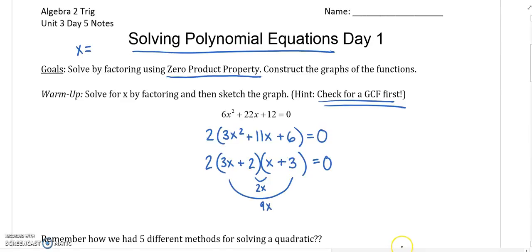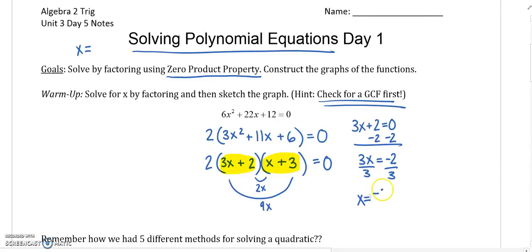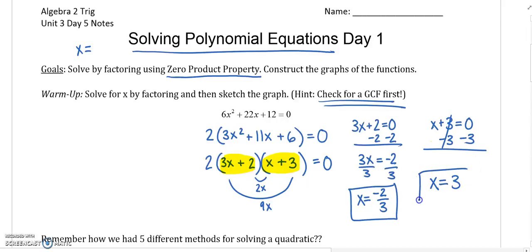And then remember to solve by factoring. So this would be just factoring. I'm going to take each one of those factors, so the 3x plus 2 and the x plus 3, and I'm going to set them equal to 0 and solve. So I'll do that over here. 3x plus 2 equals 0. Subtract 2, and I get 3x equals negative 2. Divide by 3, and there's one of my answers, negative 2/3. Same thing with the x plus 3, set it equal to 0, solve, and there's my other answer, x equals negative 3.